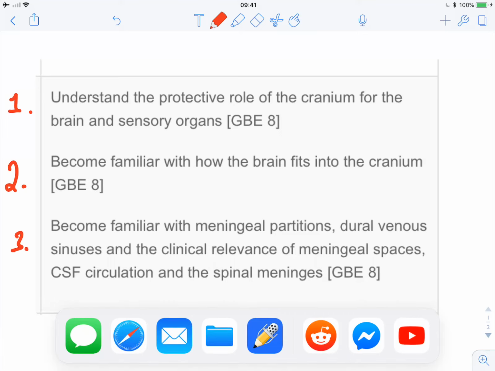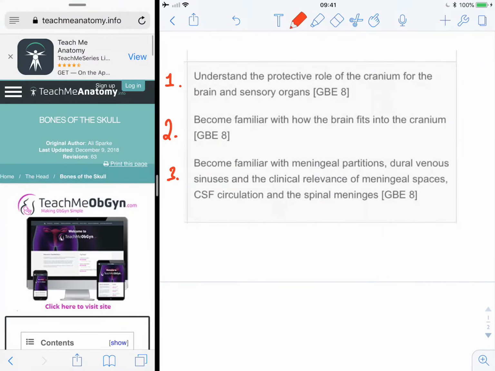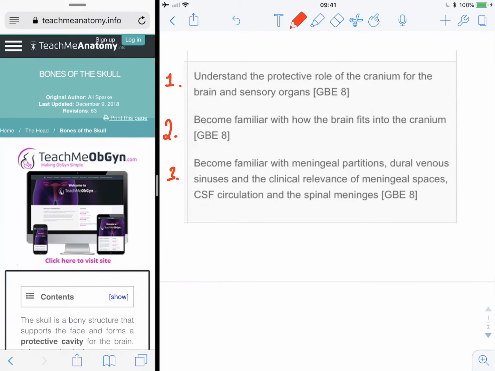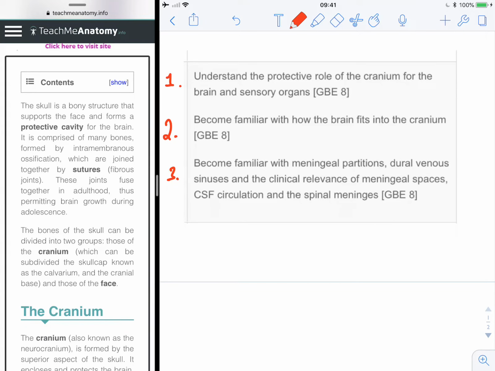The rest will come from my favourite anatomy website, teachmeanatomy.info. So I'll link that in the description below. If you're interested, or first of all, if you're a medical student, you'll definitely find it useful. I feel it really does give a good overview.